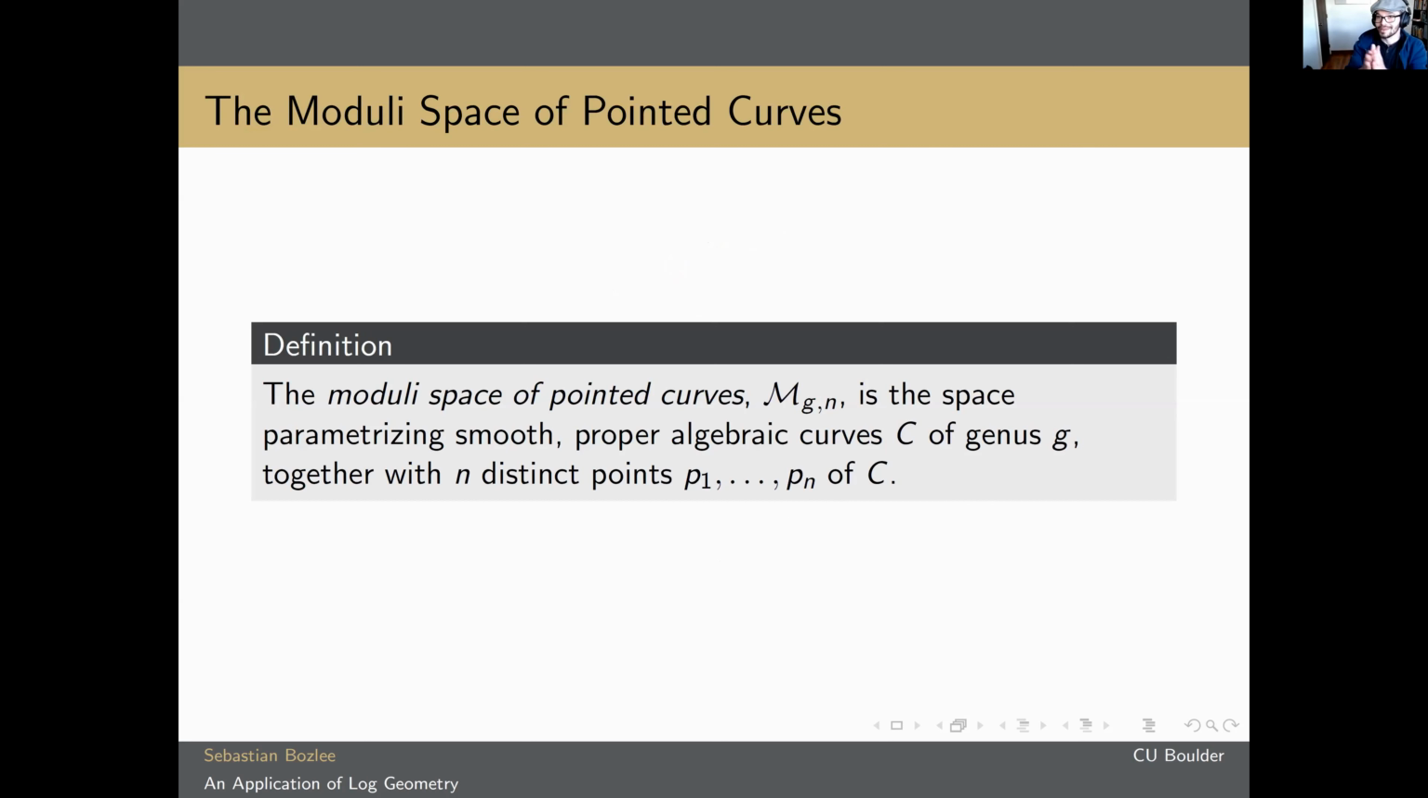So now having the ability to move smoothly from one curve to another, there starts to be a spatial sense to things. Some curves can be closer together than others. So we define the space, the moduli space of pointed curves of genus g, which we call M_{g,n}. This is the space whose points are smooth, proper, algebraic curves of genus g, together with n distinct points on that curve.